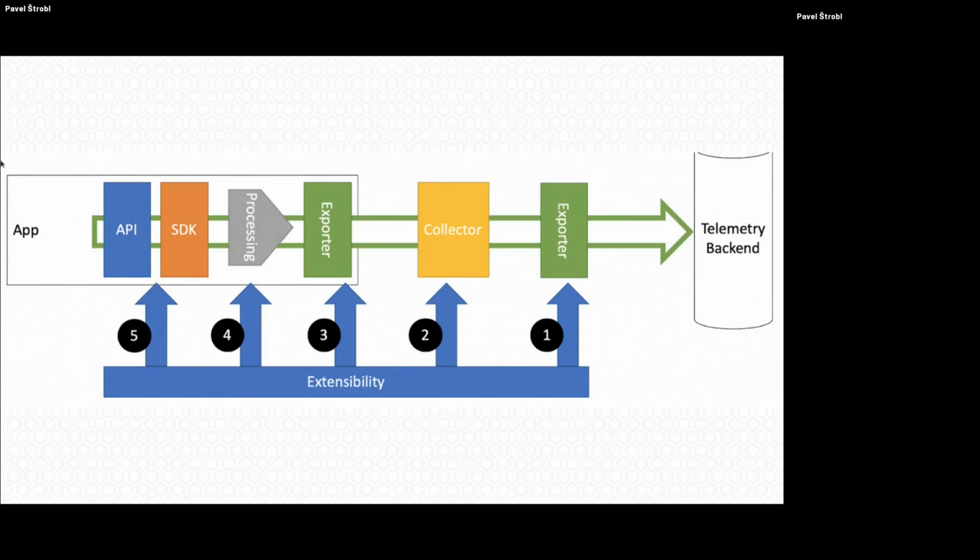Then you can export this telemetry data to the collector. Nice, we have data in the collector, and we want to process it. How? It depends. You can batch it, you can change labels, you can drop data, you can drop labels. There are a lot of functions that you can use.